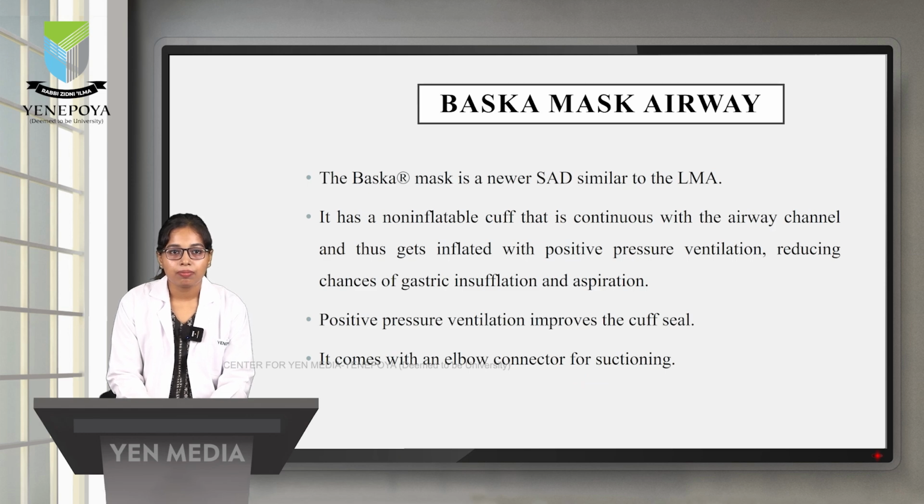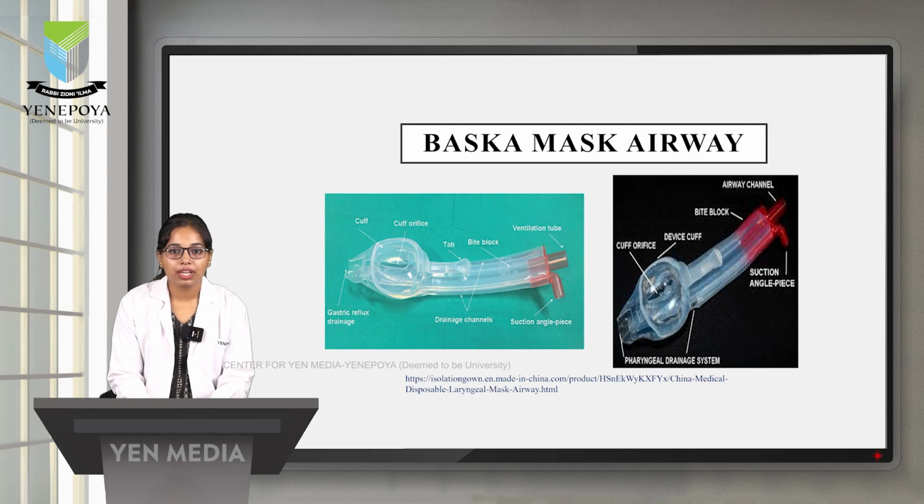Baska mask airway. The Baska mask is a newer supraglottic airway device similar to the LMA. It has a non-inflatable cuff that is continuous with the airway channel and thus gets inflated with positive pressure ventilation, reducing the chance of gastric insufflation and aspiration. Positive pressure ventilation improves the cuff seal. It comes with an elbow connector for suctioning. And the parts of the Baska airway mask are cuff, orifice, tab, bite block, ventilation tube, suction angle piece, and draining channels.